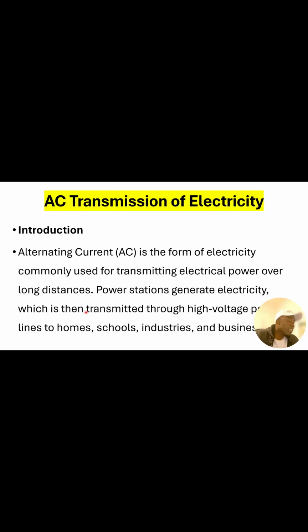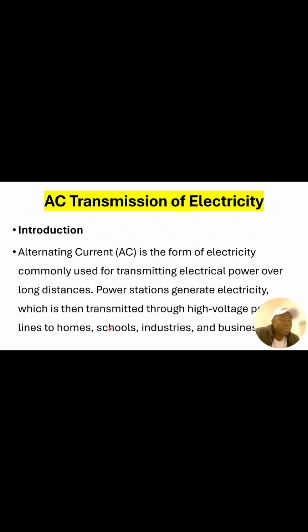Now, look at what AC is. Alternating current is a form of electricity commonly used for transmitting electrical power over a long distance. The power station generates electricity, which is then transmitted through high voltage power lines to our homes and goods. So this power station transmits electricity over very long distances, from one point to another, sometimes to an entire country.